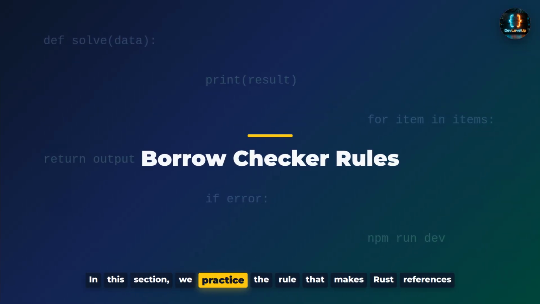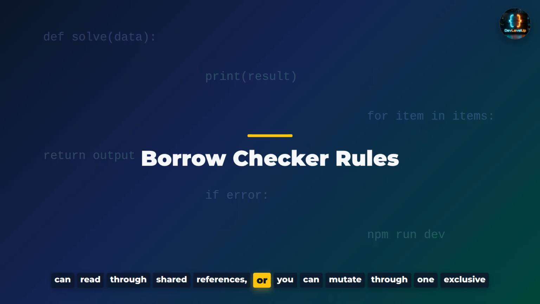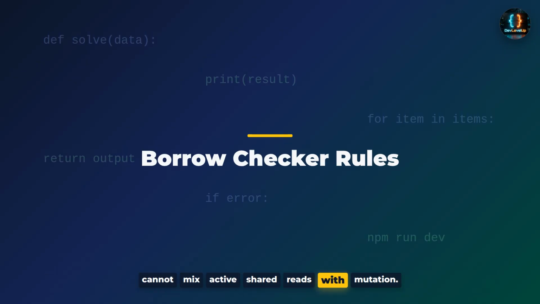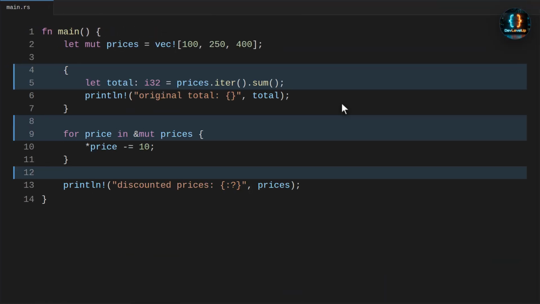In this section, we practice the rule that makes Rust references safe. You can read through shared references, or you can mutate through one exclusive reference, but you cannot mix active shared reads with mutation. Imagine a shopping cart where we need to print the current total and then apply a discount.